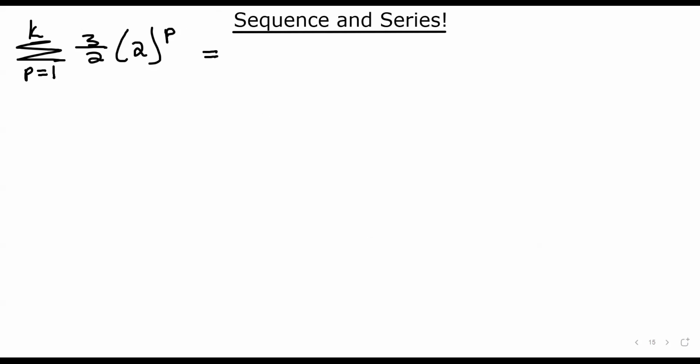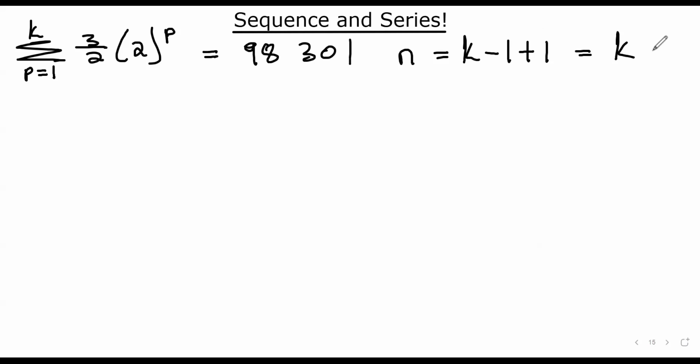And here they said the sum of this is 98,301. All right. We need to find the value of p. No, the value of k, I'm lying to you. So the question is, what is k? Well, k is actually the number of terms. Because in order for you to find the number of terms, you say top value minus the bottom value plus 1. So you find that there are k terms in this series. Okay?